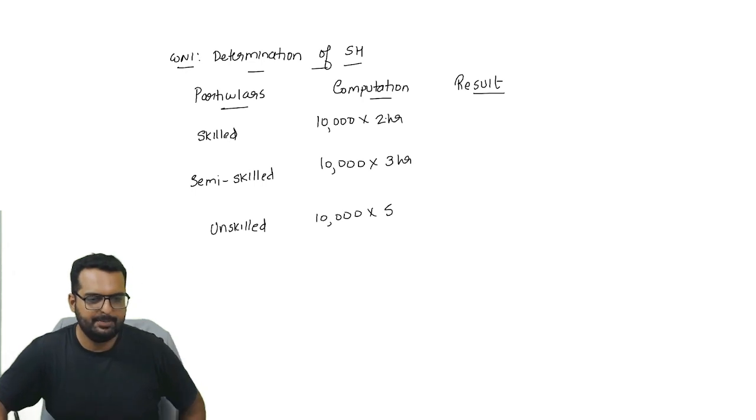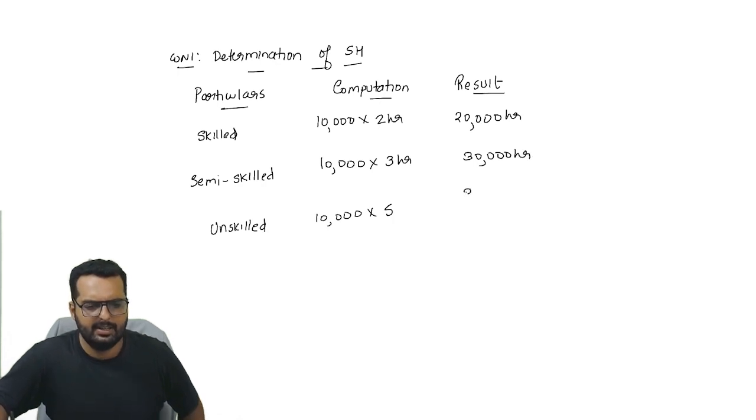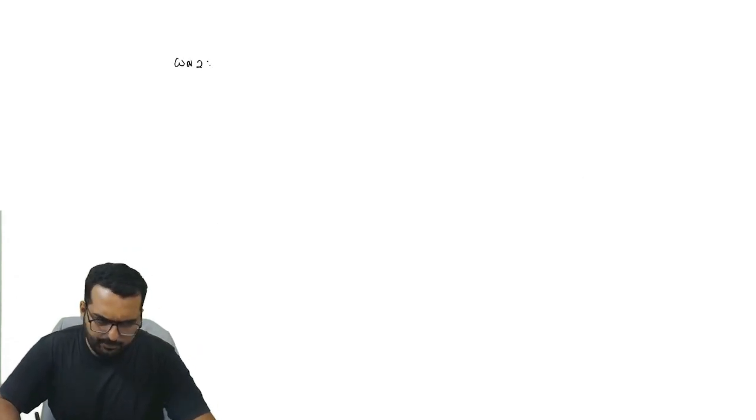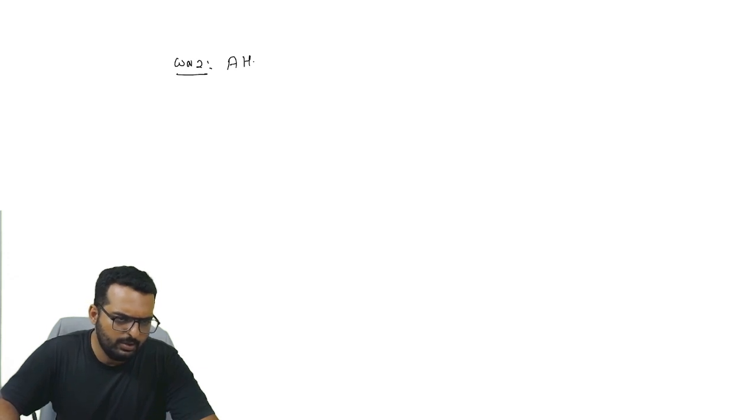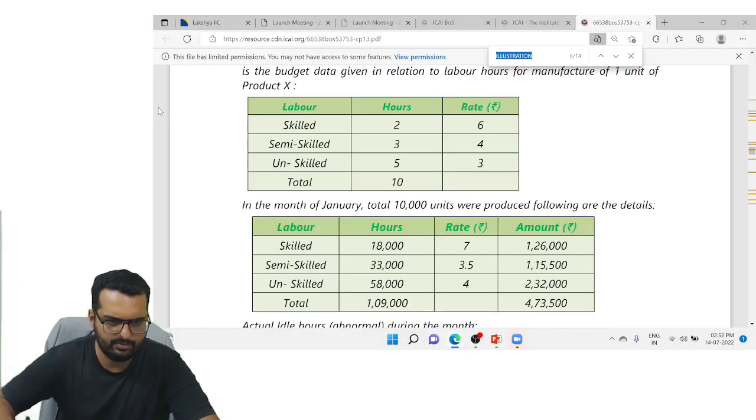Sorry, friends, I'm back. Do I get the answer as 20,000 hours over here, 30,000 hours over here, and 50,000 hours over here? Can you write this down? Or wait, let me finish everything, then I'll give you time to write. I'll write down working note number two: actual hours paid and actual hours worked. Particulars, AHP. From AHP, if I reduce idle time, I will get AHW. Everyone clear?